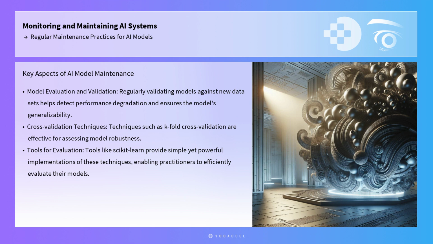Another critical aspect of AI model maintenance is model evaluation and validation. Regularly validating models against new datasets helps detect performance degradation and ensures the model's generalizability. Cross-validation techniques, such as k-fold cross-validation, are effective for assessing model robustness. Tools like scikit-learn provide simple yet powerful implementations of these techniques, enabling practitioners to efficiently evaluate their models.